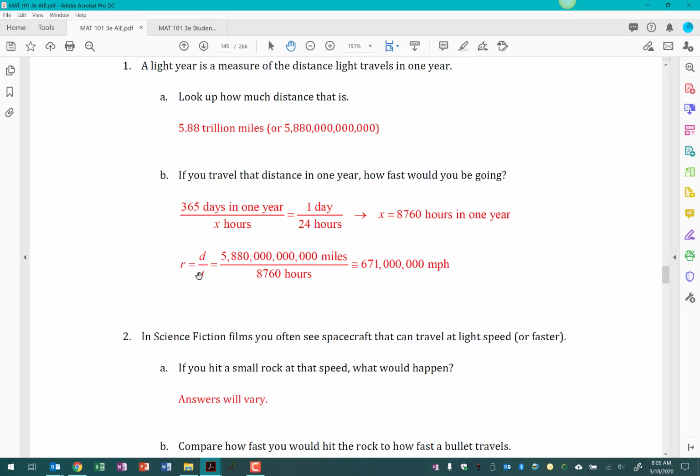We'll use the speed formula. Speed is equal to distance divided by time. Our distance is 5.88 trillion miles. Our time we now know in hours is 8,760, and when we divide to solve that, we'll find out that it's about 671 million miles per hour. In other words, light travels incredibly fast.